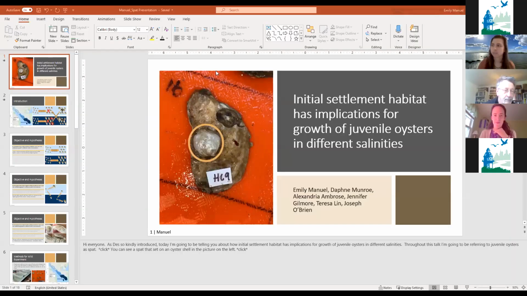Okay, our next speaker is Manuel from the Rutgers Haskin Shellfish Research Lab. And the title of her talk is Habitat Selection Has Implications for Post-Settlement Growth of Oysters in Different Situations. Go ahead, Emily. All right, hello. Make sure you unmute. Yes, it looks good. Okay.